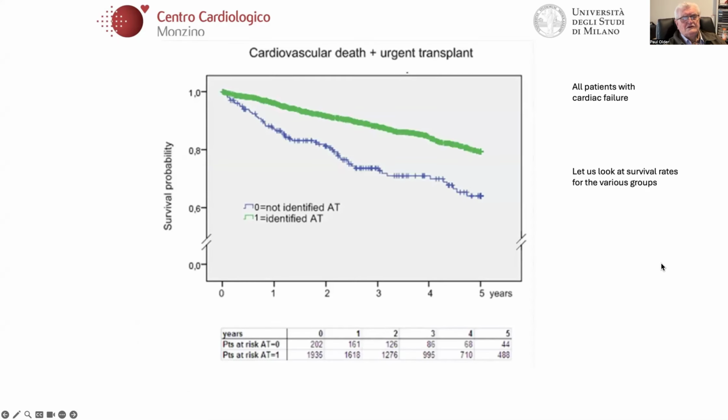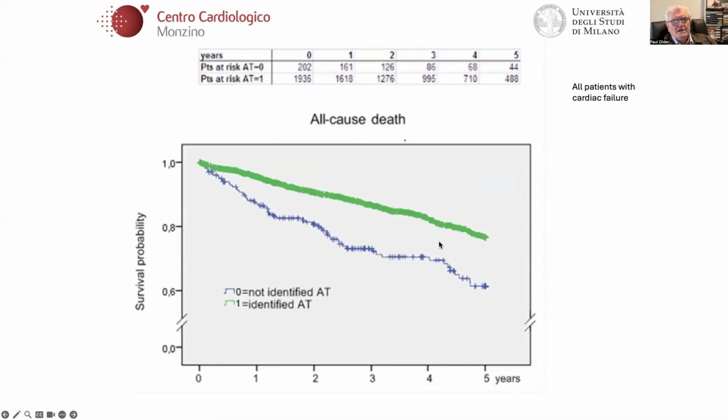Well, let's look at the relevance of that. The green is the patients in whom the AT was identified, the blue where it wasn't. And you can see for each year that goes by, the survival probability gets bigger and bigger difference between the two. All-cause death, the same thing. Whatever the cause of death, you're more likely to survive if they know your AT than if you don't.